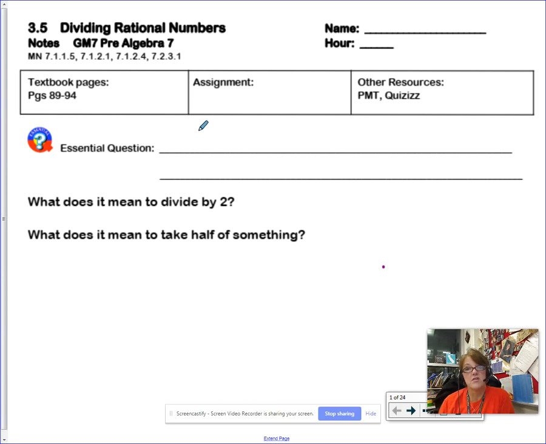We're going to split it into two chunks, however. And today we're going to focus on just remembering the decimal parts of rational numbers and division. And the next time we will do fractions. Yay. So, your essential question: how do I divide rational numbers?